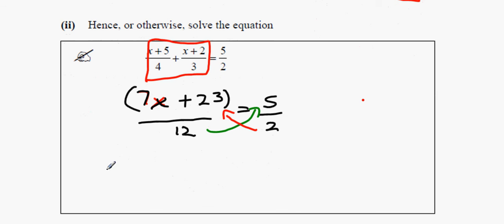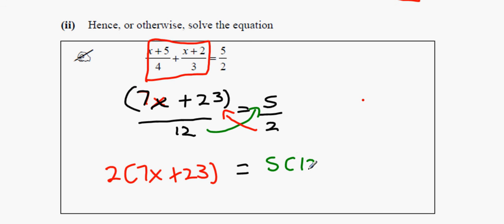So 2 multiplied by 7x plus 23, and that's going to be equal to 5 multiplied by 12. So what we're going to have here is 14x. 2 multiplied by 7 is 14x. 2 multiplied by 23 is plus 46. Equals 60.